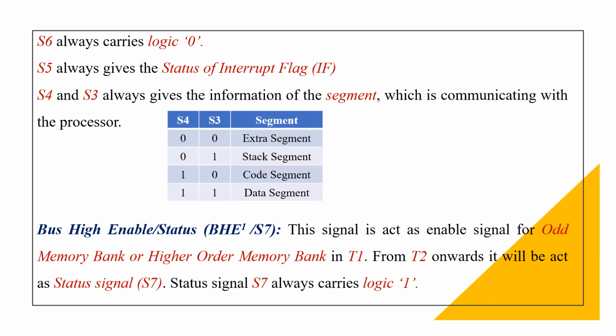And the next signal is bus high enable BHE bar / status line S7. This signal acts as the enable signal for the odd memory bank or higher order memory bank, which is nothing but BHE bar. In the T1 duration, as every machine cycle has a number of T states, this signal acts as BHE bar, the enable signal for the higher order memory bank. From T2 onwards, the same signal acts as status signal S7, and we are not allocating any fixed function to S7. It always carries logic 1.